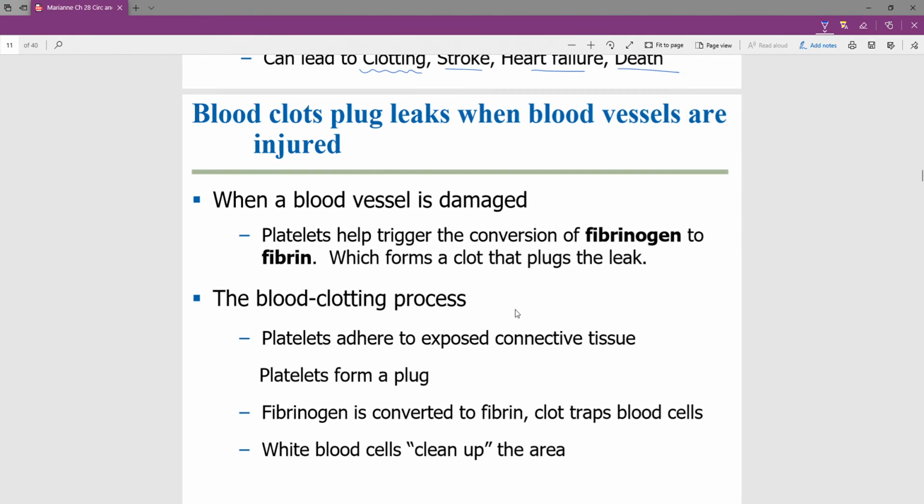The idea that blood clots is generally a good thing. Again, we have that closed circulatory system. We like it when the blood stays confined to our circulatory system. And so we're going to talk a wee bit here about the blood clotting mechanism.